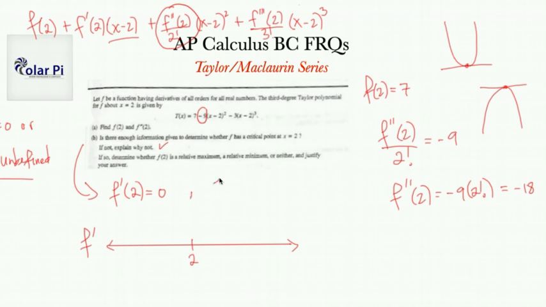Fine. So all we have to do is look at f double prime of 2. Oh wait, surprise, surprise, we already figured out that that's negative 18. So f double prime of 2 is less than 0, meaning that our function is concave down at x equals 2, and it has a horizontal tangent there, meaning we have a relative maximum right there.